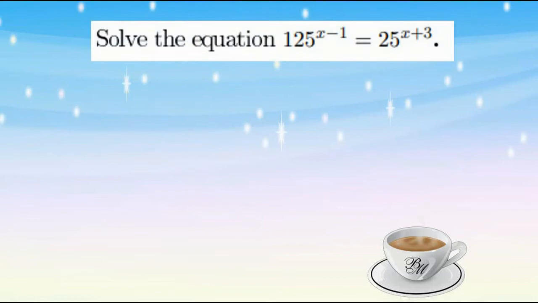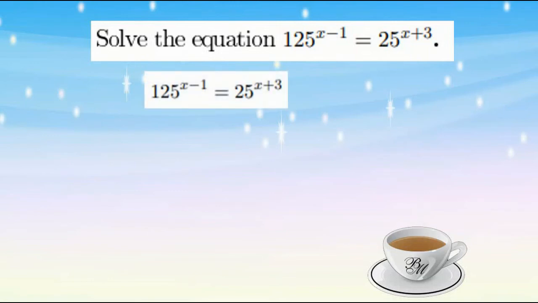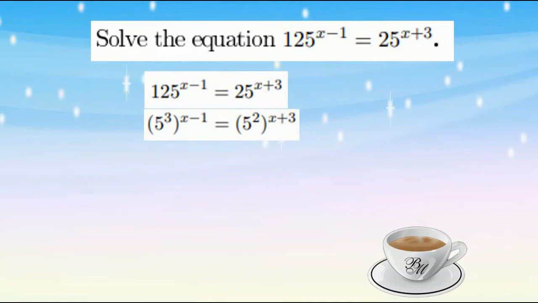Let's now solve the equation 125 to the power of x minus 1 is equal to 25 to the power of x plus 3. We write both sides with 5 as the base. So that becomes 5 cubed to the power of x minus 1 is equal to 5 squared to the power of x plus 3.